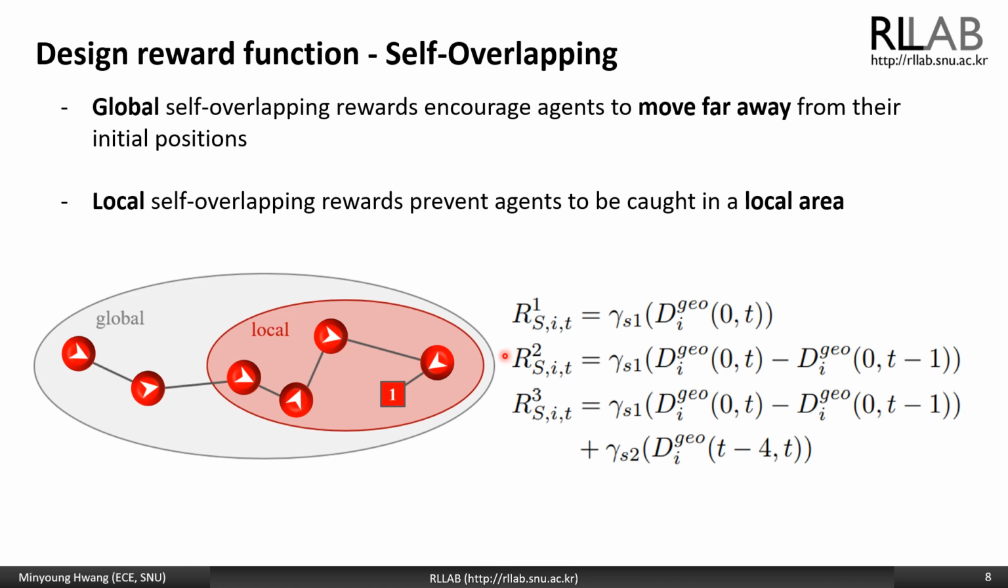On the other hand, we added local self-overlapping reward on the third model, which trains agents to get out of a local area when they are stuck in a place.